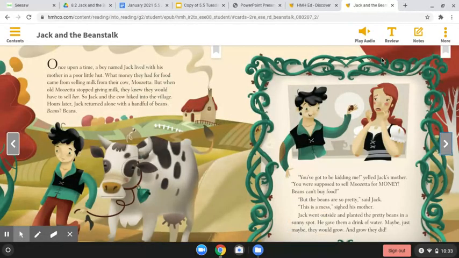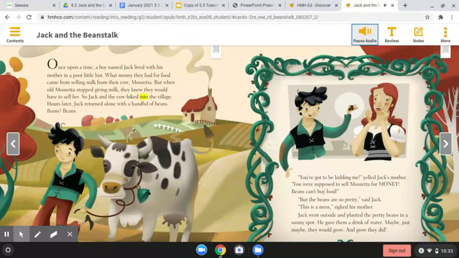Once upon a time, a boy named Jack lived with his mother in a poor little hut. What money they had for food came from selling milk from their cow, Musetta. But when old Musetta stopped giving milk, they knew they would have to sell her. So Jack and the cow hiked into the village.